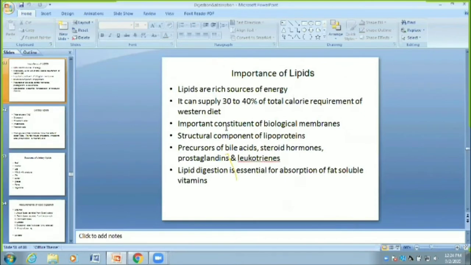Carbohydrates are the main bulk of energy, but lipids are rich sources of energy, and lipids are taken in very limited quantities. That's why, in Western countries, it is responsible for 30 to 40% of the calorie requirement. In our country, it is lower, about 20 to 25%.